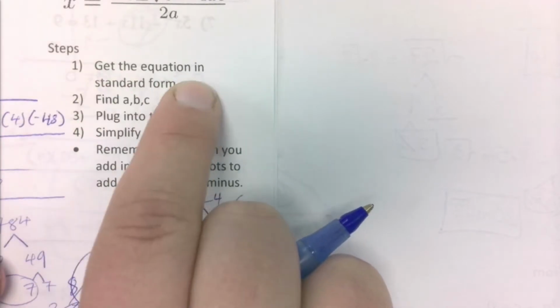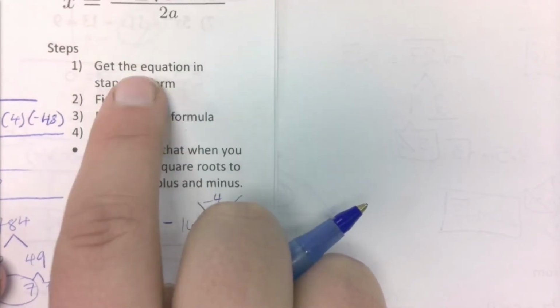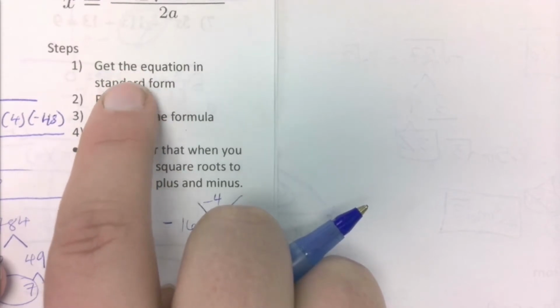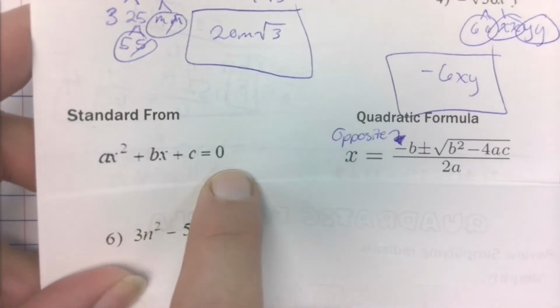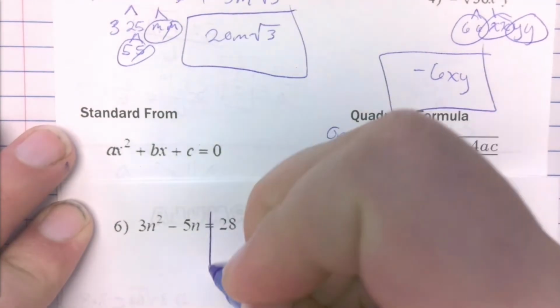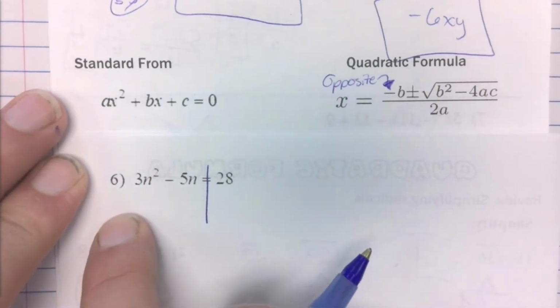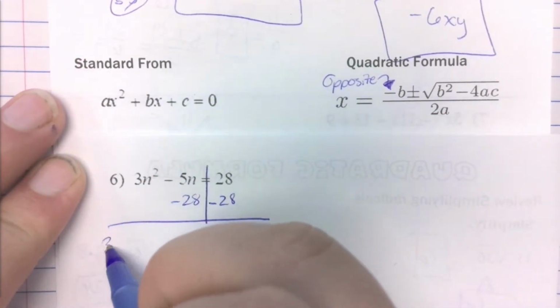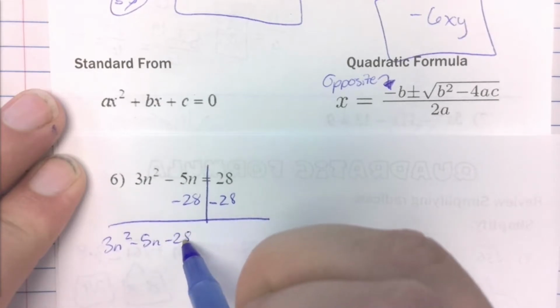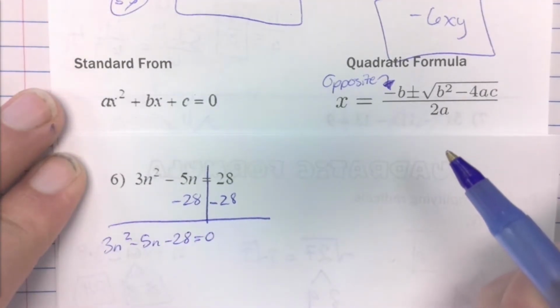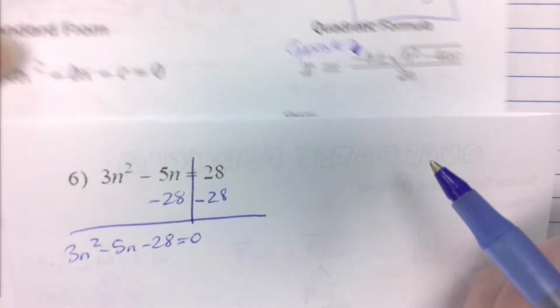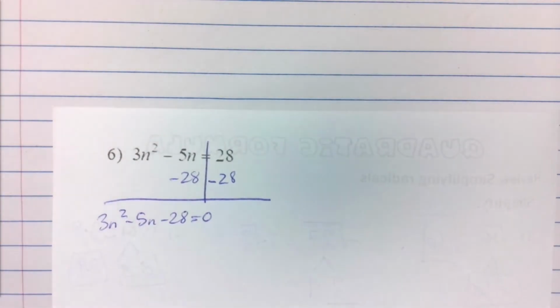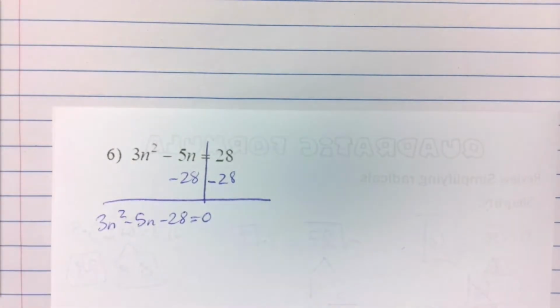Okay, what's our first step? Standard form. Okay, is this in standard form? We need it to look like this where it's equal to 0. So what do I need to move? The 28 to the other side. Okay. Now, do you guys want to jump straight to quadratic, or do we want to check and see if we can factor it?